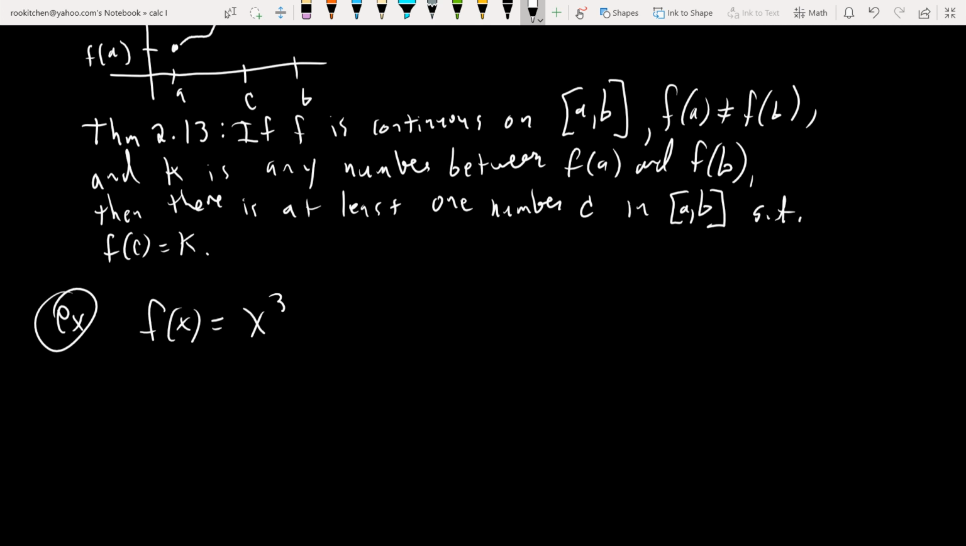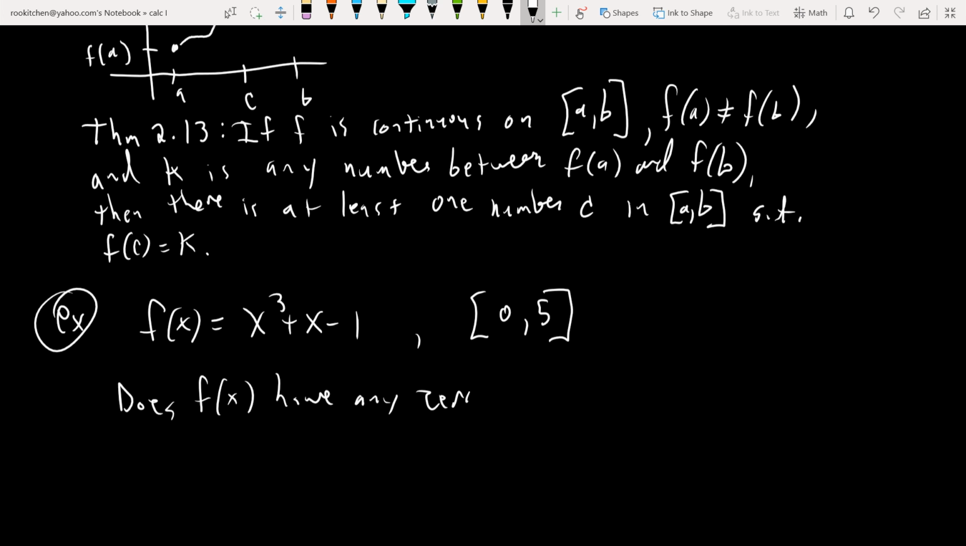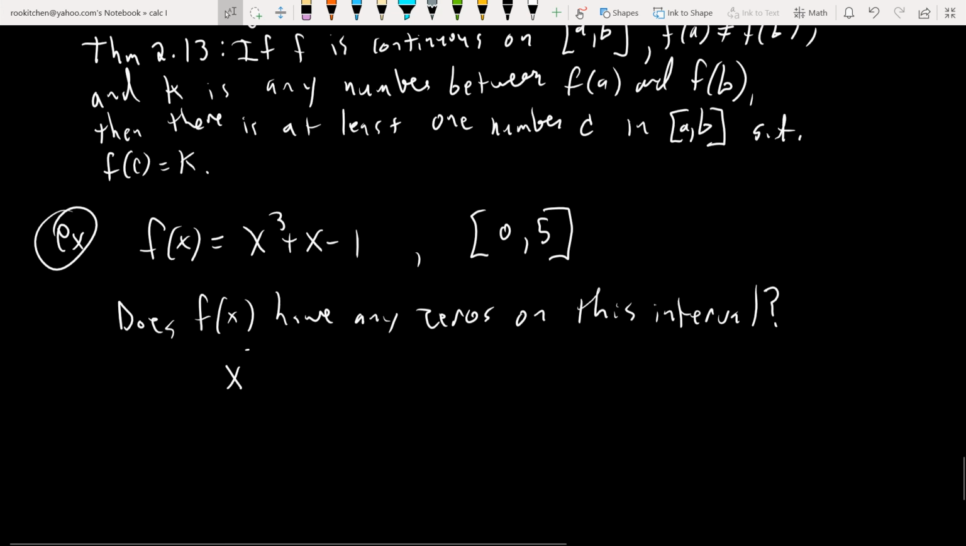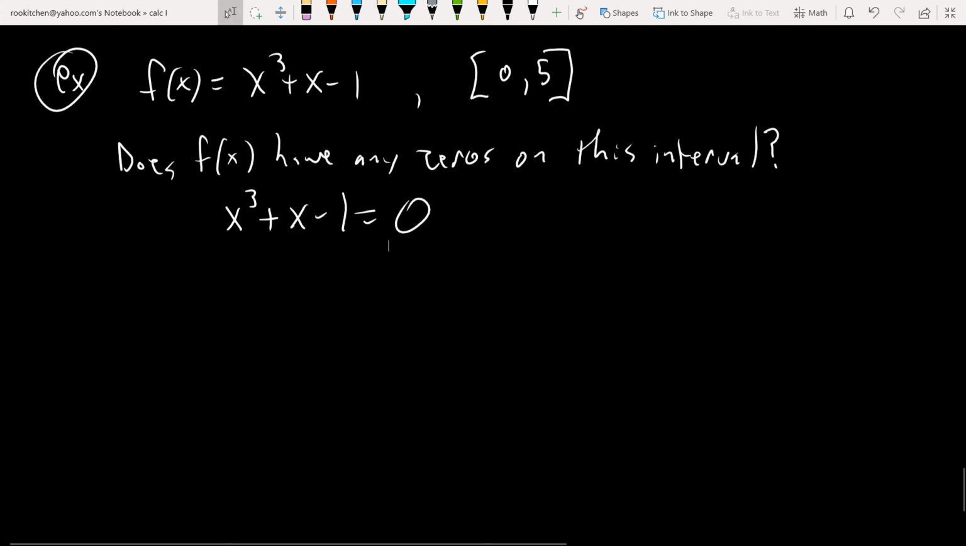f of x equals x cubed plus x minus 1. And what's going on here? I'm looking for whether or not this thing has a 0 on the interval from 0 to 5. Right? Why would I care? Well, look, if you try to factor this thing, if you try to solve this, you will fail miserably. Okay, at least I think 90% of you will.